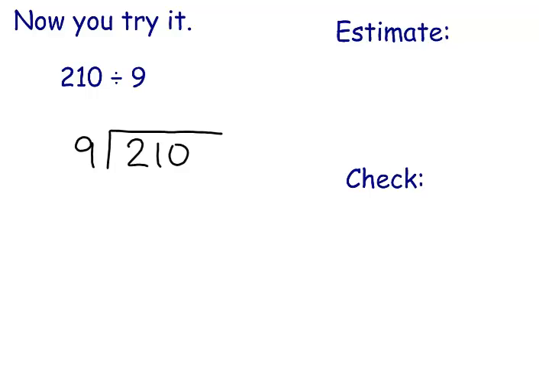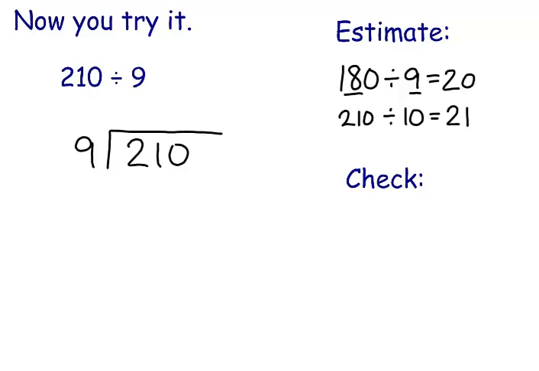9 can't go into 21, but it does go into 18. So I could change it to 180 divided by 9. And that answer would be 18 divided by 9 is 2 with 1 zero. Or I could change the 9 to a 10, because I can divide 210 divided by 10. 21 divided by 1 is 21. 1 zero minus 1 zero is no zeros. So our answer should be around 20, 21, somewhere around there. Those would be two good estimates.